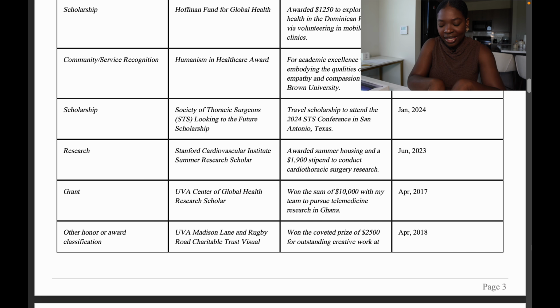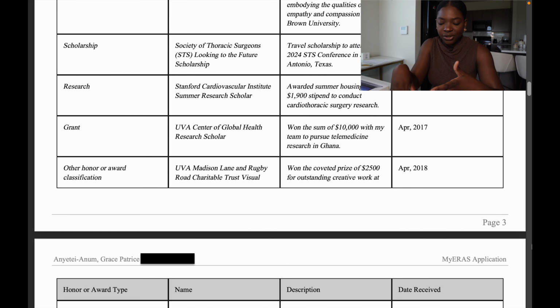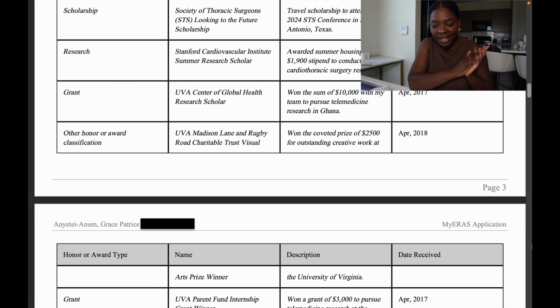The next one I have here is the Society of Thoracic Surgeons Looking to the Future Scholarship. So this is an all-expense travel scholarship for medical students who attend the STS conference and get exposed to the field of cardiothoracic surgery, as well as network with other professionals in the field. The next one here is my Stanford Cardiovascular Institute Summer Research Scholar, which if you've been following me, I talk about greatly in this video here. I spent about 10 weeks at Stanford really doing research about heart transplantation.